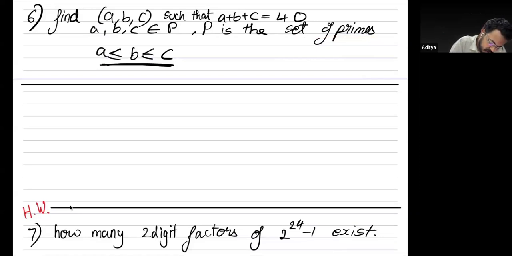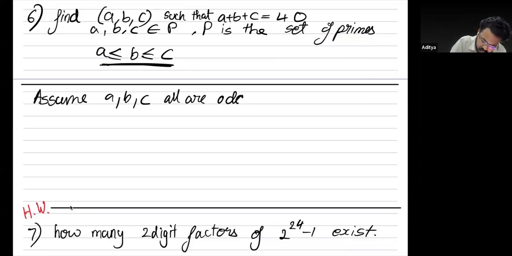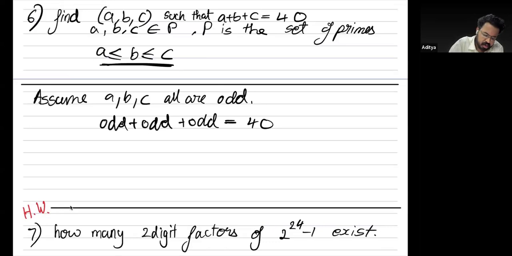So assume A, B, C are all prime. All are, sorry, odd. This is a good enough assumption because most prime numbers that exist are odd except for two. So this implies that odd plus odd plus odd equals 40. But that is just not correct, because if you add three odd numbers, it is going to be an odd number. It can't be 40. This implies one of A, B, C must be 2.